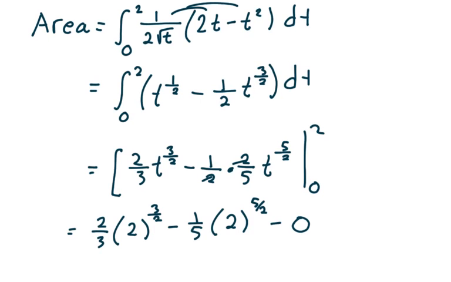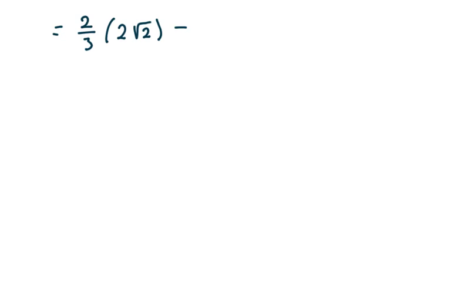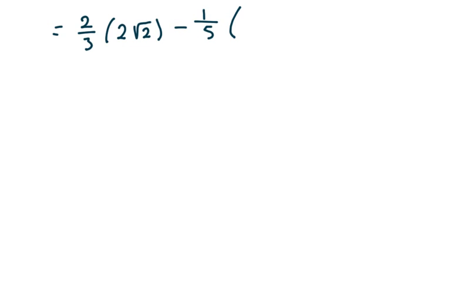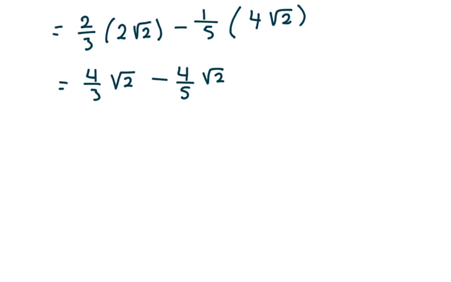Now, this is 2/3 times 2 square root of 2 minus 1/5 times, now 2 to the 5/2 is, it looks like that's going to be 4 times the square root of 2. Like so. So this is 4/3 square root of 2 minus 4/5 square root of 2.